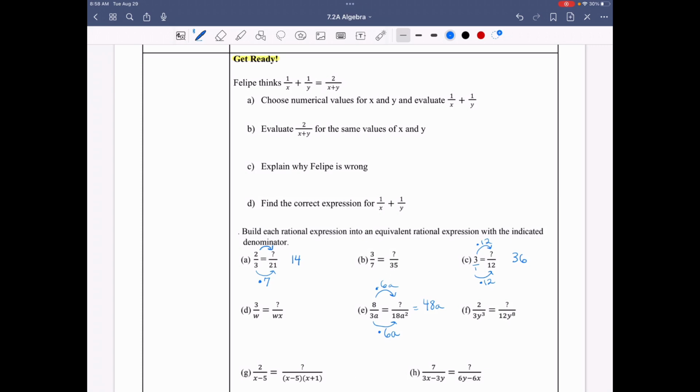And then let's do G. You can see that we had x minus 5 in the denominator, so we had to multiply by x plus 1. So 2 times x plus 1 would be 2x plus 2, or you could leave it as 2 parentheses x plus 1, which might serve you better in the future if it's already factored. So either one of those is fine for today. All right, go ahead and do B, D, F, and H in your groups.